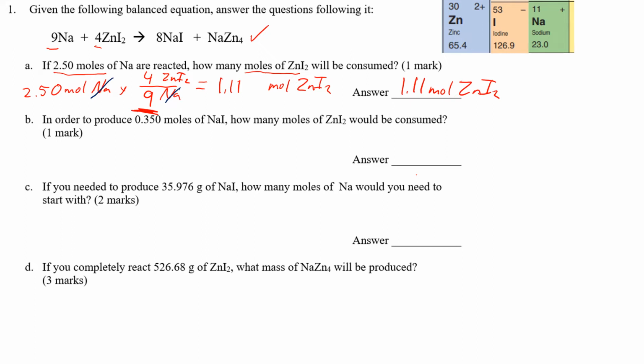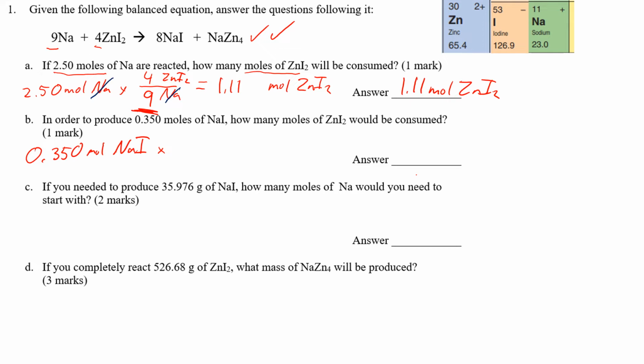Same thing for this one, we just get a little bit smaller numbers. So we have 0.350 moles of NaI. Since it's in moles, I can use my molar ratio. This is called a molar ratio when you're using your balanced equation. You can only use your molar ratio again when everything is in moles.